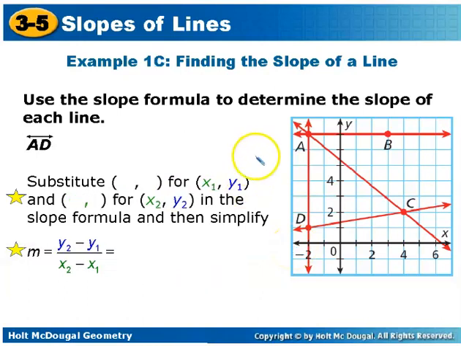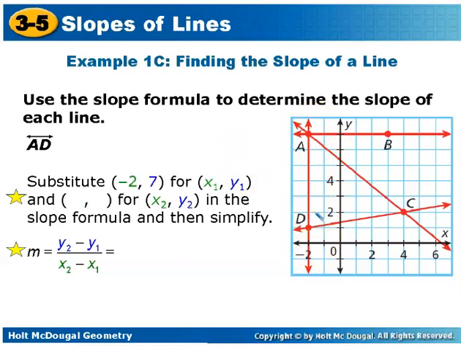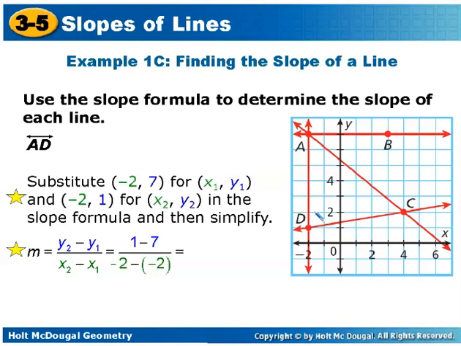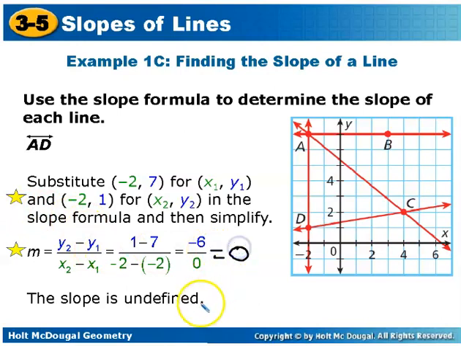Okay, let's try the next line. In this case, it's going to be AD. So the coordinate for A is still the same. D now is negative 2, 1. And I'll put those in, do my calculation, and I notice something here where I'm going to get a result of 0. And if you remember, that meant it was undefined. And undefined slopes are vertical lines. Okay, up and down, right, in this direction.